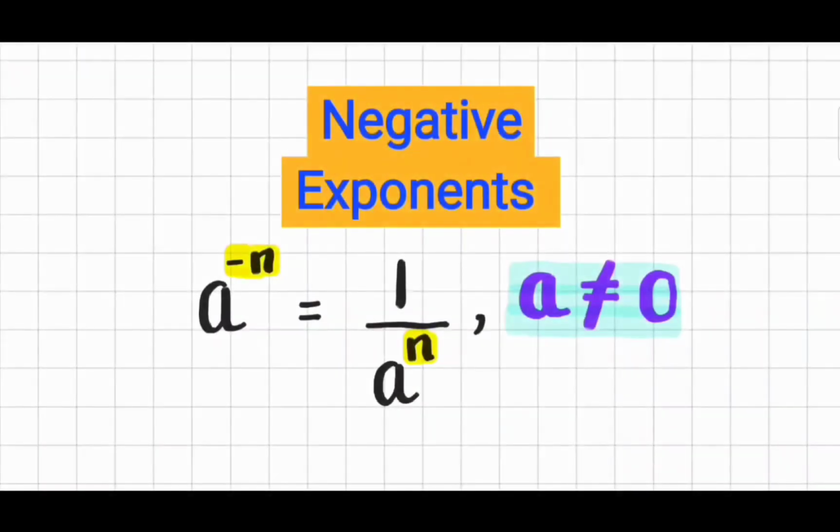The last example shows an easier way to handle negative exponents. So in general, a power minus n equals 1 by a power n, where a should not be equal to 0.